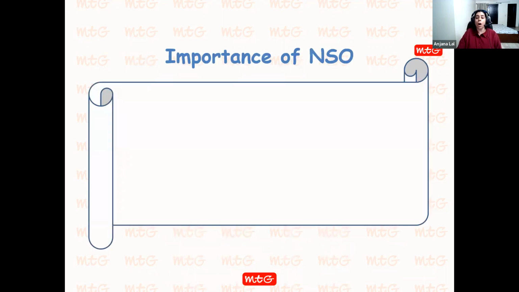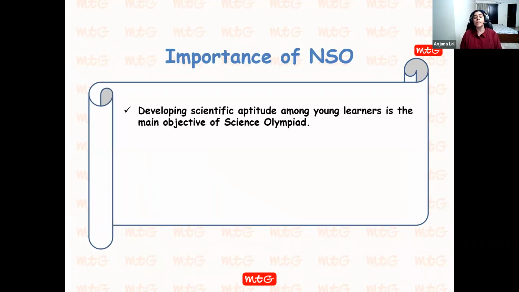What is the importance of NSO? See, children, science is an integral part of our lives. Can we imagine a world without science? Can we think of a world where there is no science? No, we cannot. The bulb is a magic of science. The metamorphosis of a butterfly is a magic of science. The way we speak, the way we breathe, it's again a magic of science. The rotation and revolution of Earth and how the radiations of the sun reach the Earth, that again is a magic of science. So we want to develop a scientific attitude, a scientific aptitude among young learners so that they have an open learning mind.